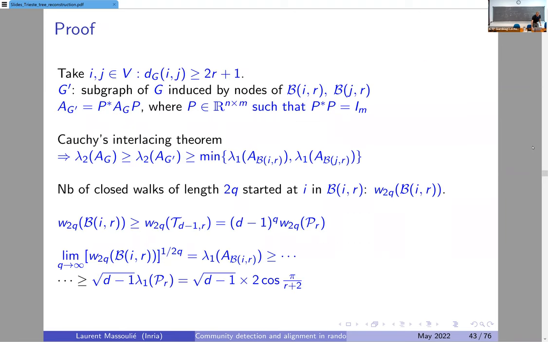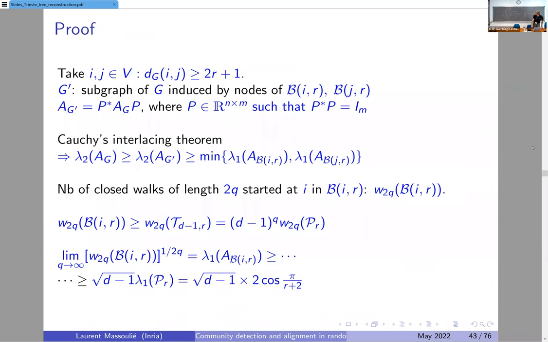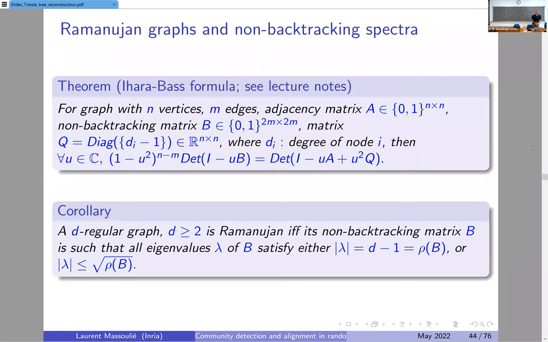I'll probably not go into the proof of the Alon-Boppana result unless you ask strongly for it. Okay, so let me not do that yet, at least.